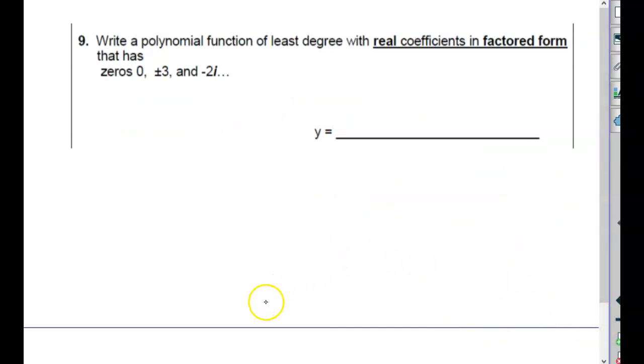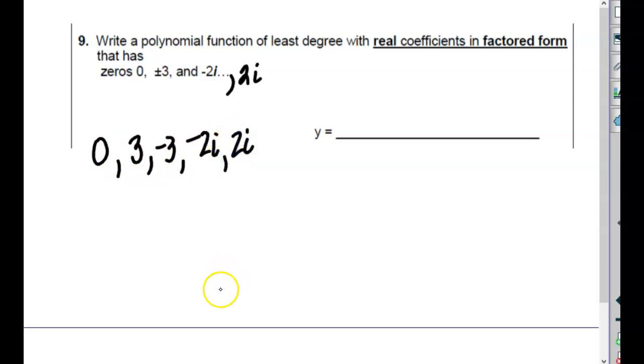All right, this is the misery. It's really not that bad. If it says 0 plus or minus 3 and negative 2i, why does it say dot, dot, dot? Because if negative 2i is a 0, there also has to be 2i. So how many zeros does this have? It has 5, right? It says least degree, so it has to be at least degree 5.